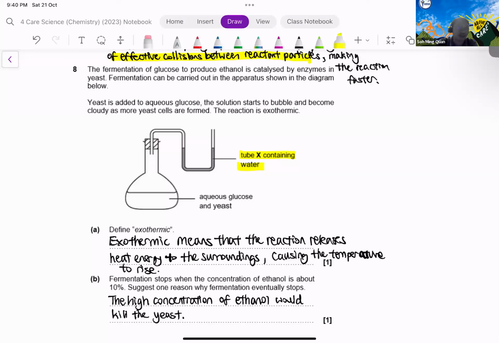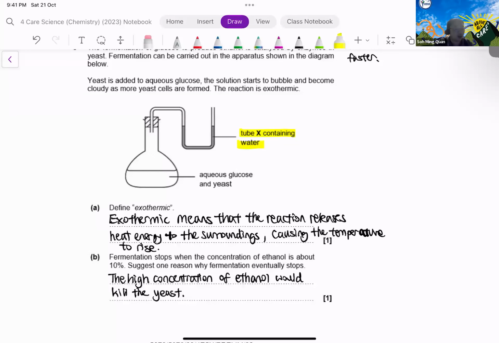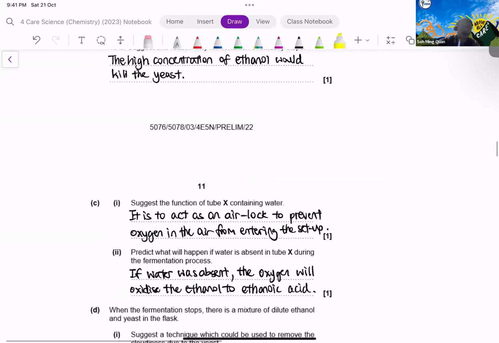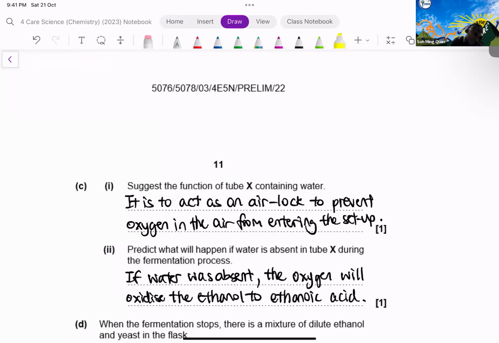Now, the purpose of this tube is the same as the lime water, which is to act as an airlock to prevent oxygen in the air from entering the setup. If you don't have this tube, then the oxygen can enter and oxidize the ethanol to ethanoic acid. So this is the one that I think most of you don't know. What is the purpose of the tube containing water? The function is the same as the tube containing lime water in our notes, which is to act as an airlock to prevent oxygen from entering.